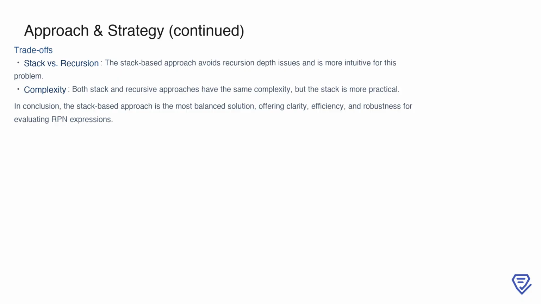Recursion can be harder to debug and less practical for large inputs, whereas the stack-based method is straightforward and robust. The chosen approach balances clarity, efficiency, and reliability, making it the ideal choice for evaluating RPN expressions. By leveraging the natural alignment between RPN structure and stack mechanics, we achieve a solution that is efficient, easy to implement, and well-suited to handle edge cases. In conclusion, the stack-based approach provides the best combination of simplicity, performance, and practicality for solving this problem.